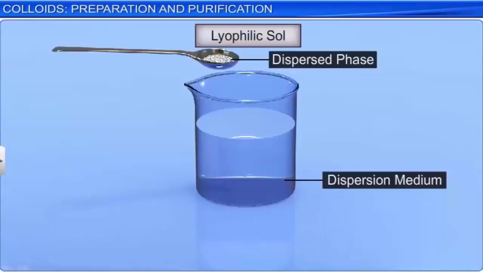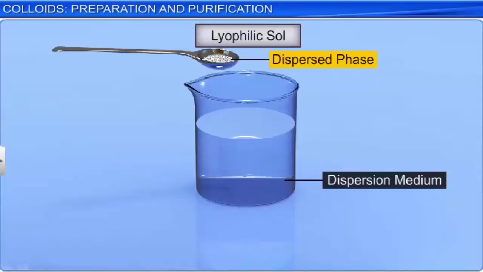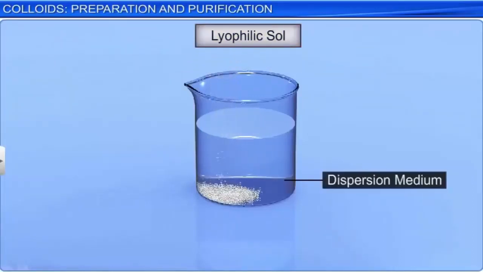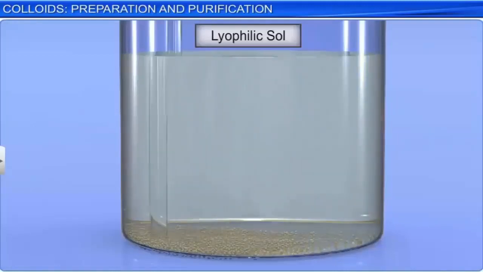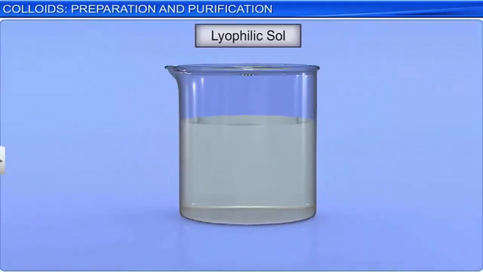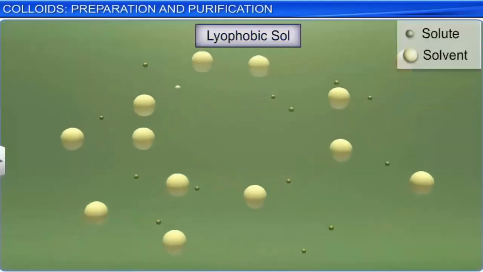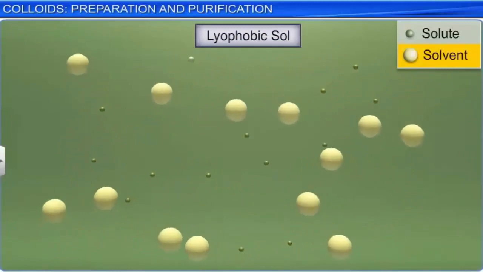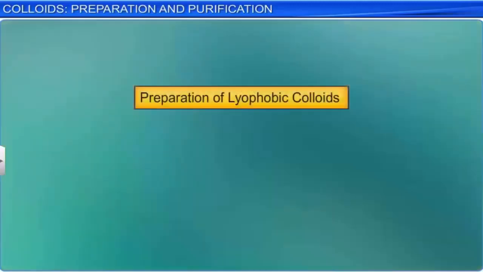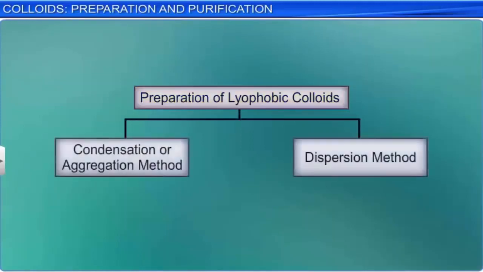Lyophilic sols are readily prepared by mixing the dispersed phase and the dispersion medium. However, lyophobic sols are prepared by special methods, since they have no affinity for the solvent. The methods for the preparation of lyophobic colloids can be broadly classified into two categories: condensation or aggregation methods, and dispersion methods.